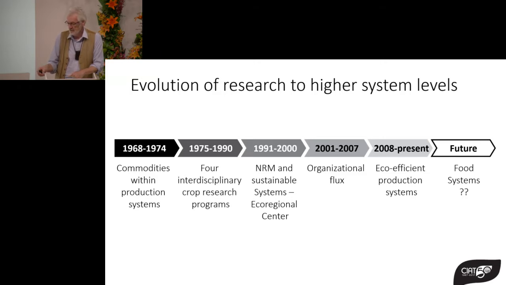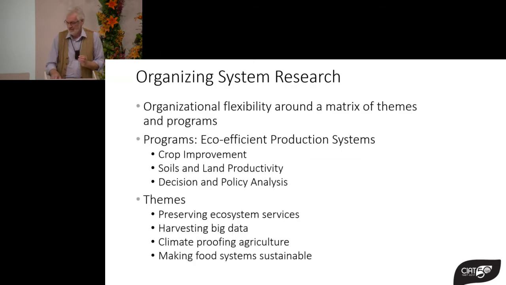And I think as well, as you look across the history, you can see an evolution of the research to higher system levels, starting with the crop research programs at very much a plot scale, then moving to NRM and agroecologies, but looking at the farming system within those agroecologies, and then finally to eco-efficient production systems, which absolutely depend on a systems approach. And then with the discussion yesterday, where do we go in the future? Does that future imply some movement into food systems? That's the question for the future, and I guess the rest of the afternoon.